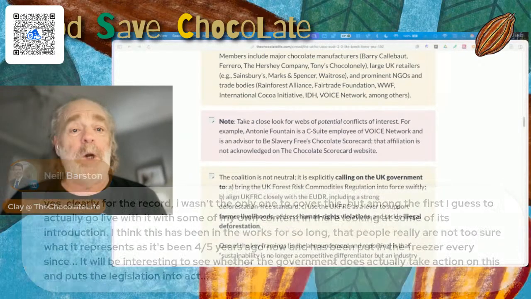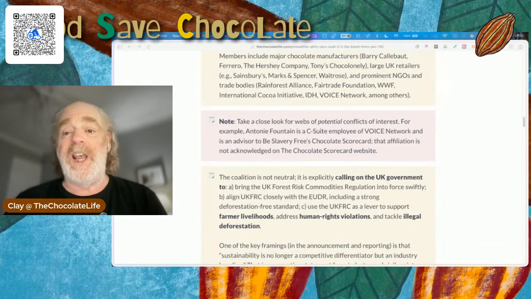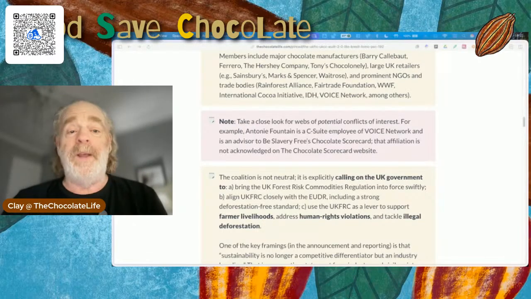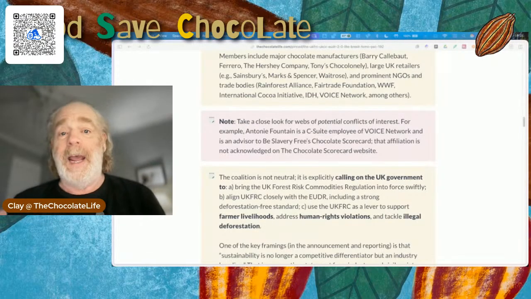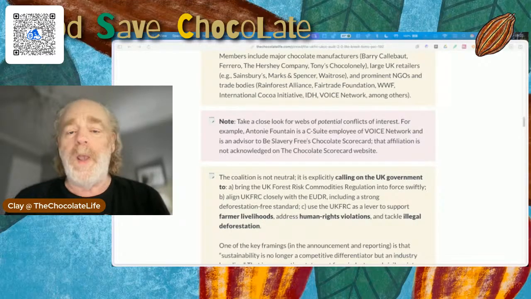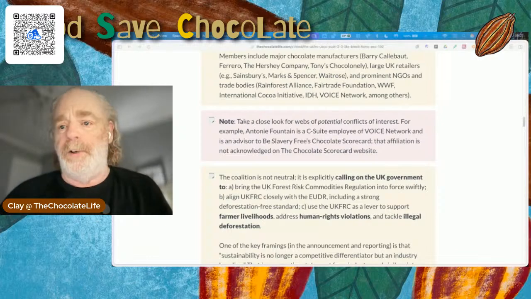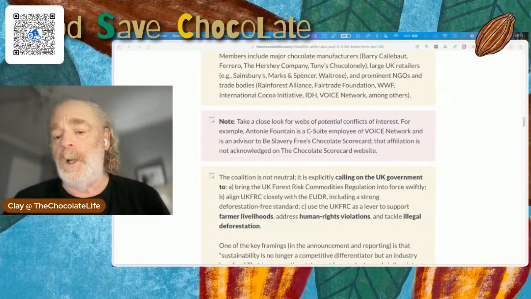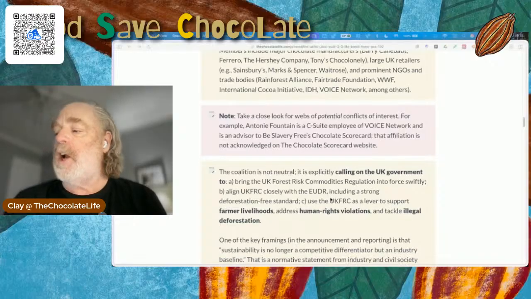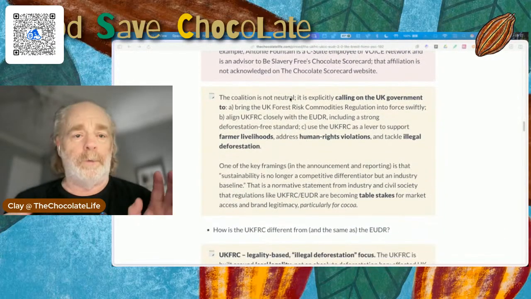I agree with you. So the UKCC is essentially a lobbying organization. They're lobbying the government to do some things that the government has been talking about for quite some time. And there's always the question of whether the government is going to go, yeah, we're going to do that, or they're going to punt it down the road for another 10 years. Who knows, right? So there is that. So essentially, the coalition itself is not neutral.